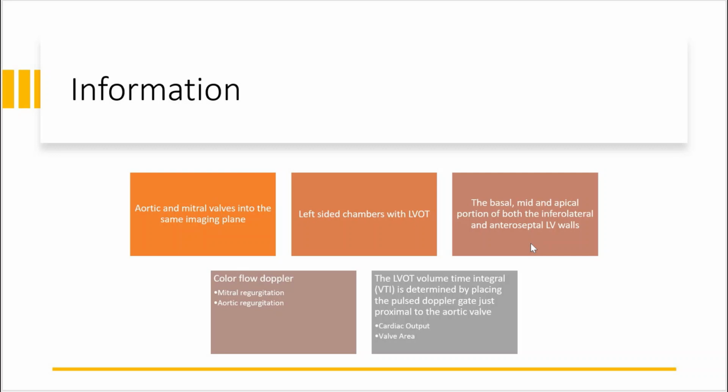And if you put color Doppler, you can assess the presence and severity of mitral regurgitation and aortic regurgitation at their respective valve locations. You can also measure the LVOT velocity time integral, also known as VTI, which is determined by placing the pulsed-wave Doppler gate just proximal to the aortic valve. With that, you can calculate the cardiac output and also the valve area.